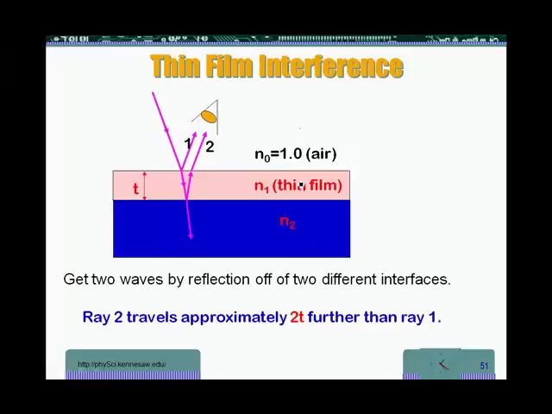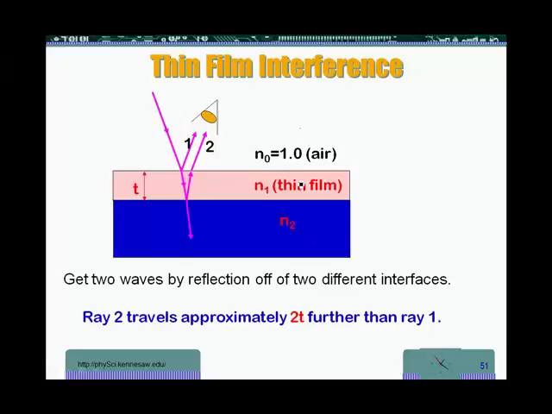Now, if when they reach that point, they are in phase, then we have constructive interference. If they are out of phase, then we have destructive interference. So the key is the path difference that the 2 or more waves travel. If that path difference is an integer multiple of lambda, we have constructive interference. If it is an odd integer multiple of lambda over 2, we have destructive interference.